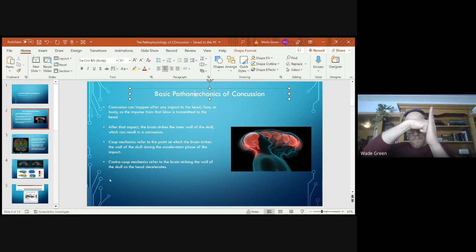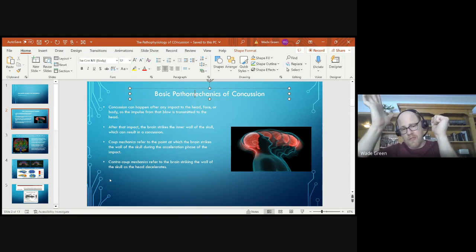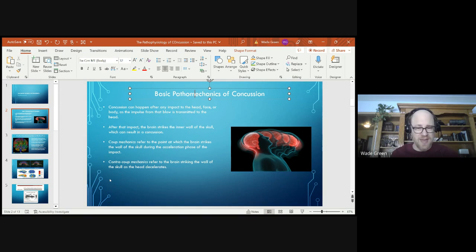But remember, the skull is a closed space, like we've learned. So the brain has nowhere to go but the opposite direction once it hits the ground, right? And so once the brain essentially hits the back wall of the skull, it then travels forward and strikes the opposite wall of the skull, right? And that is a contra coup. So coup, first blow when the head hits the ground. Contra coup, the brain essentially decelerates and strikes the opposite wall of the skull. So in this case, the front wall of the skull.